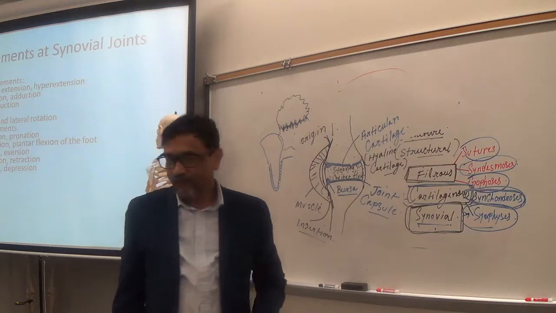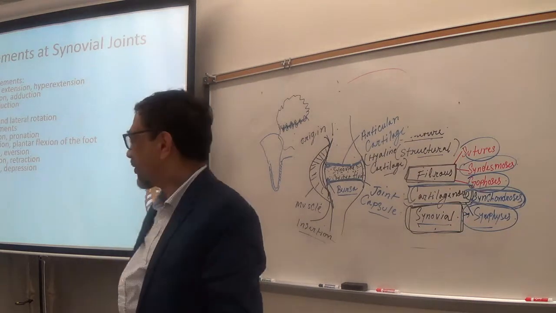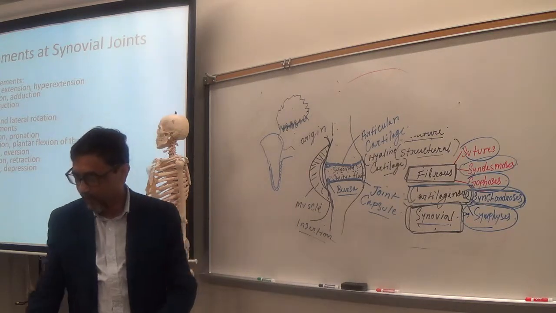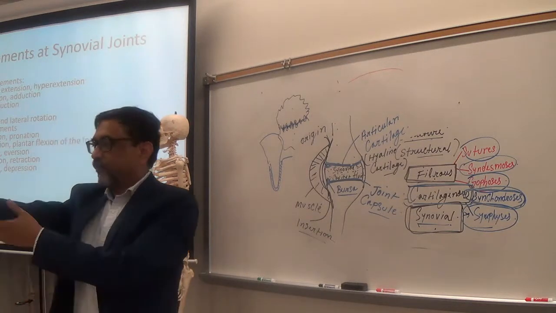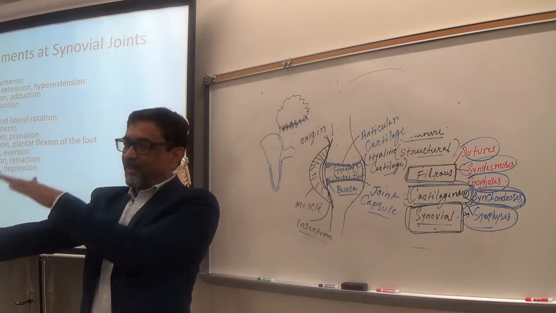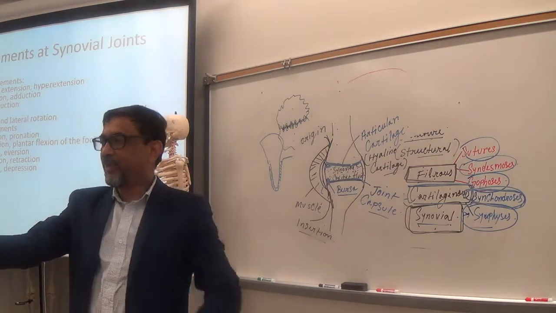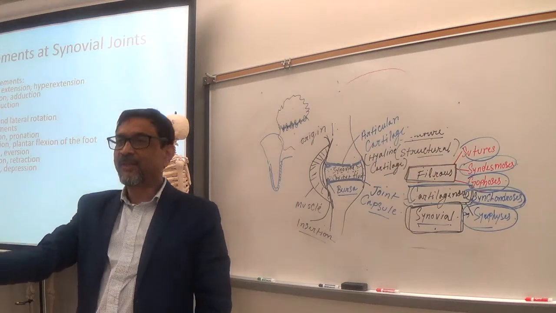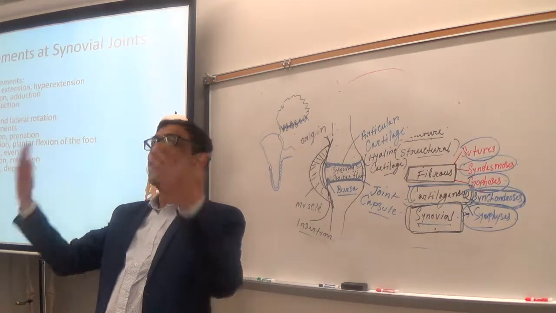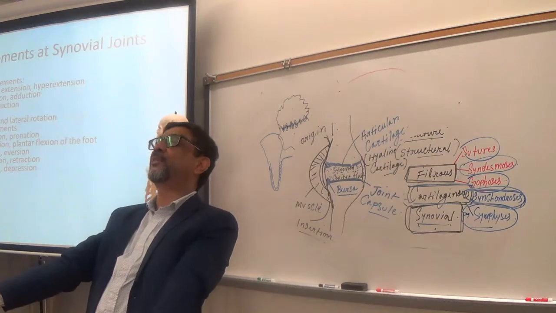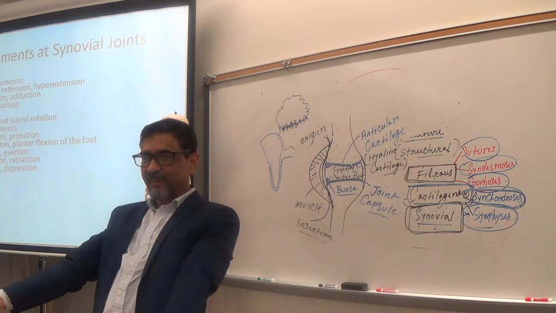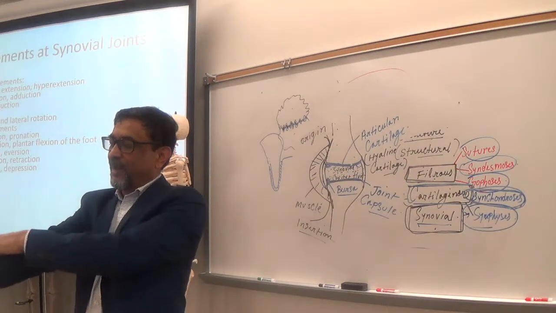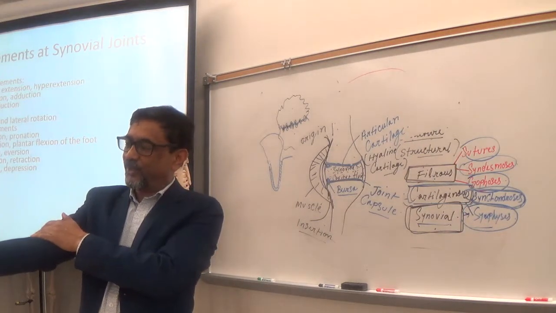So, special movements in synovial joints. In some synovial joints, you can do supination, pronation. For example, this position of your arm is called what? Supine. Okay? Lying like this, supine position. When you lie on the bed like this is the supine position. Make sense? Okay, so your upper limb is in supine position now.